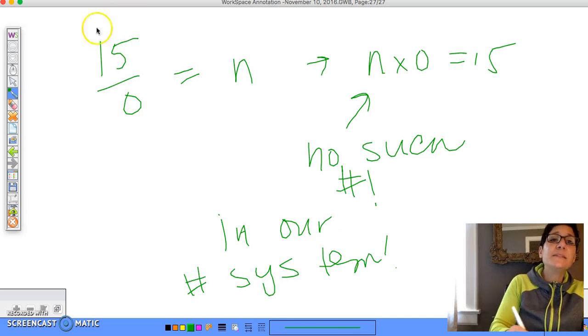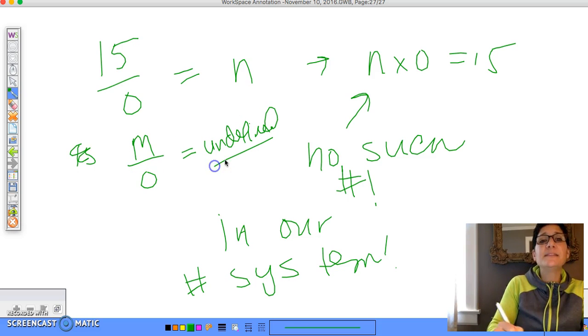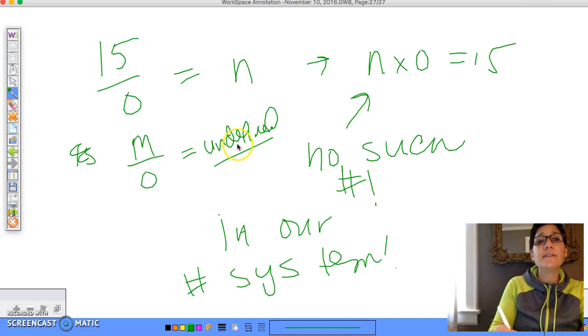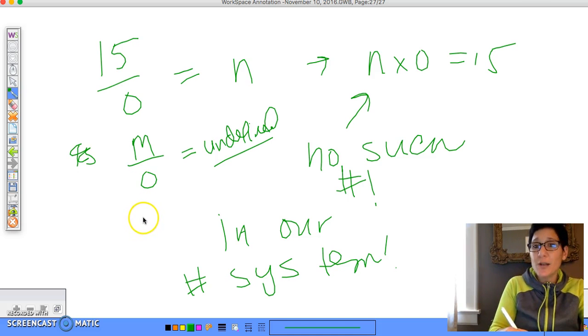And that's why mathematicians said any number divided by 0 is undefined. When they say undefined, it means that they can't find a number that'll do it. There is no number in our number system that will make this work. I hope this has helped you better understand why we cannot divide by 0. We can't divide by 0 because there is no number when I invert it that's going to get me back to where I started. Thank you.